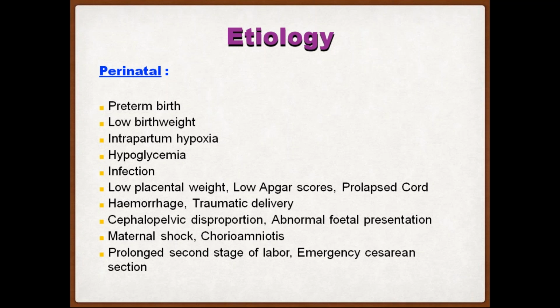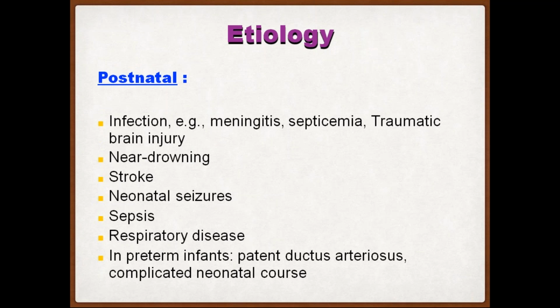And if you take a proper history from the parents of any cerebral palsy patient, there will be an ICU stay. In 99% there will be an ICU stay for the baby. Then postnatal infection, meningitis, septicemia, traumatic brain injury, near drowning, stroke, seizures. So these are all the multiple causes which lead to some insult to the brain.